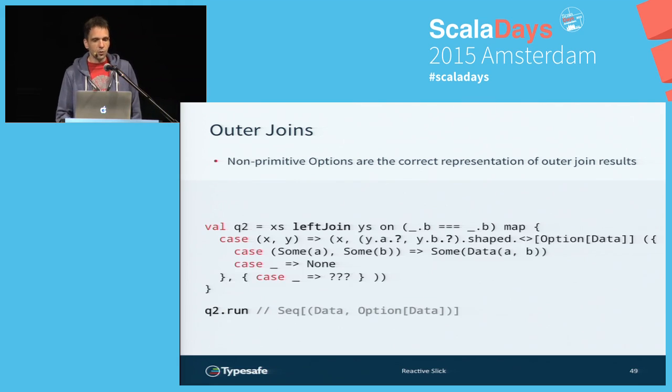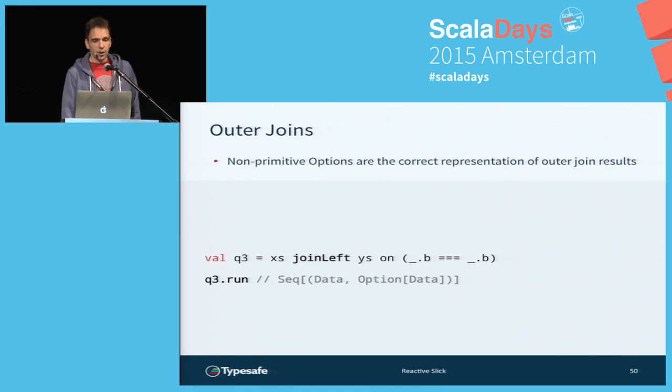But we didn't have the right encoding for this so far in our API. Now we have it. This is what you previously would have to write. It took me about half an hour and 10 tries to compile this to actually get it right. So that's not something you want to do. So with the new API, there's a joinLeft operator, and the old left join is deprecated. And this actually gives you a Seq of data and option of data. So you can construct outer joins over multiple tables very easily, even in the presence of mapped data.